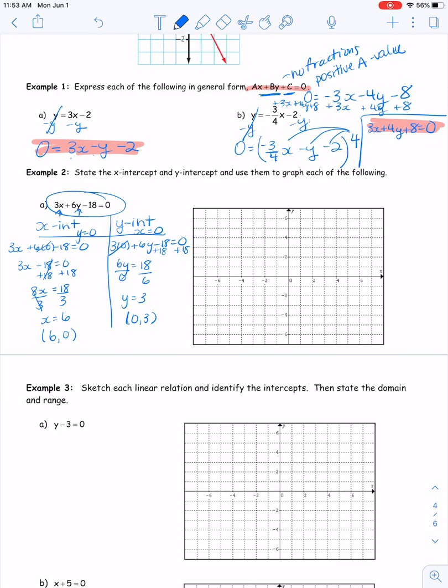Y is 3. Now I'm going to plot both of them. So that's 6, 0 and 0, 3. And then it wants me to draw a line through them. Okay, arrows on the line just to show that it goes on forever.